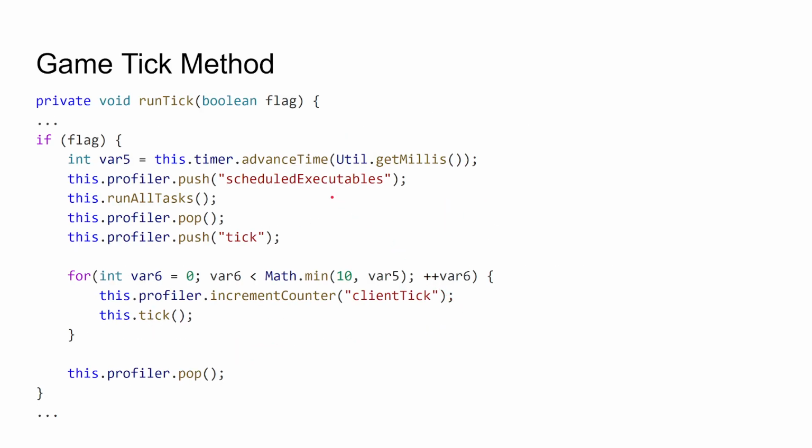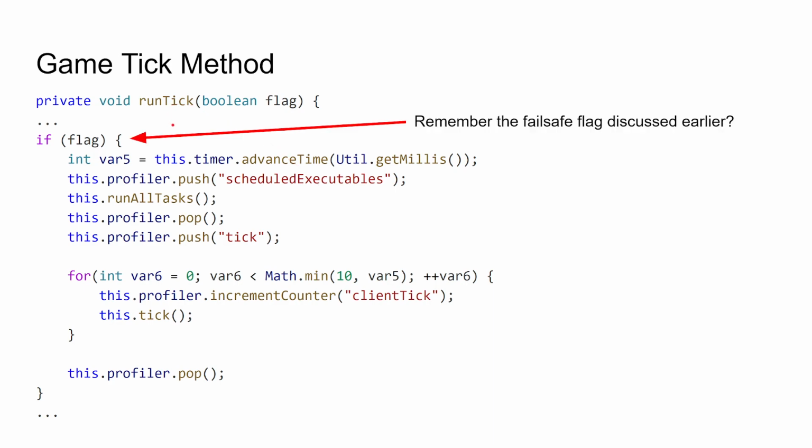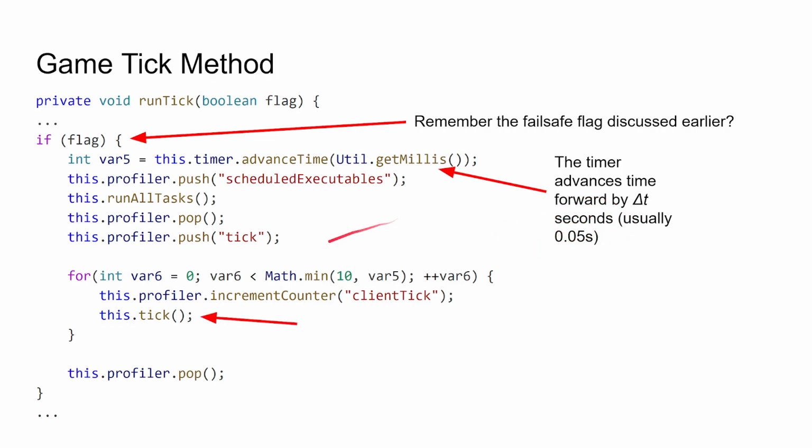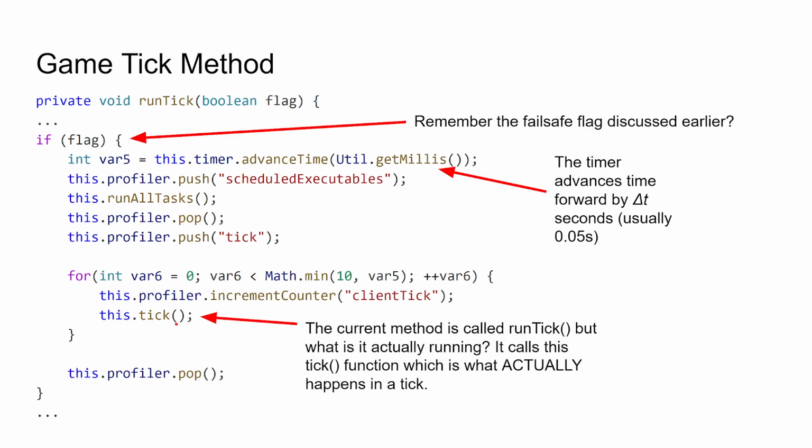So here is that run tick method. Again, there's that Boolean flag again, where we had that failsafe. And then we're going to advance the time by delta t, which is usually, again, that fixed time frame of 0.05 seconds. And then down here, we see that we call this.tick function. So run tick calls the tick function. So I think this is a pretty self-explanatory method. So this run tick method actually runs the tick method.